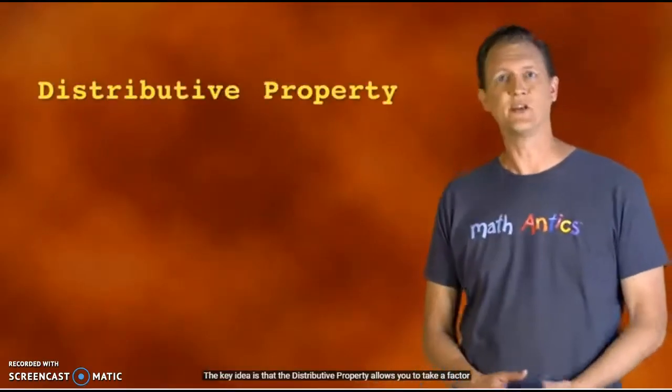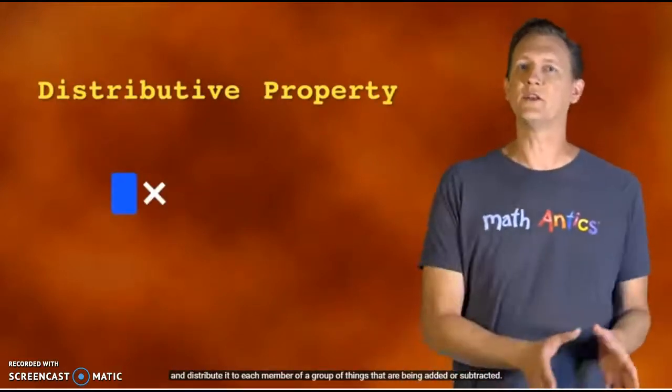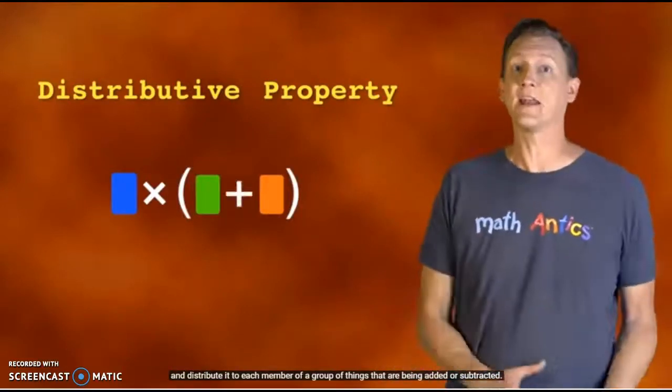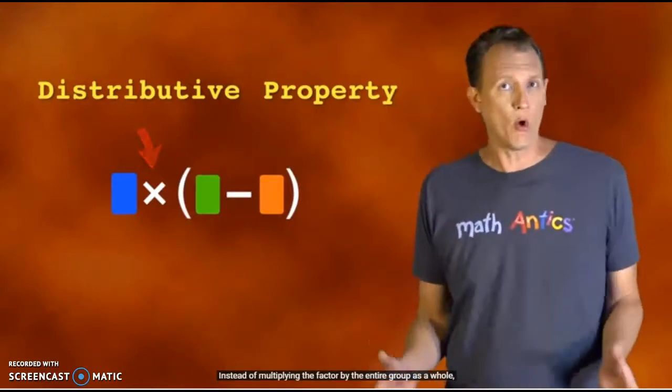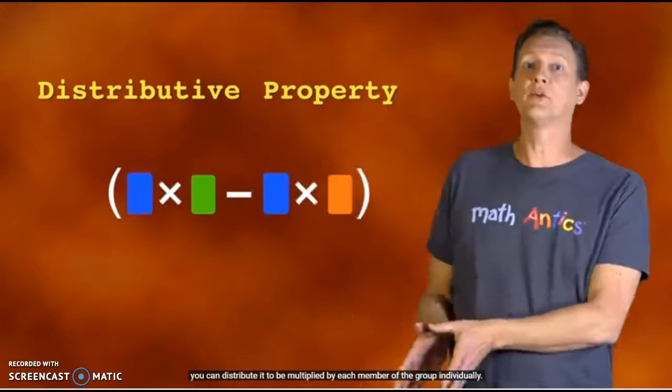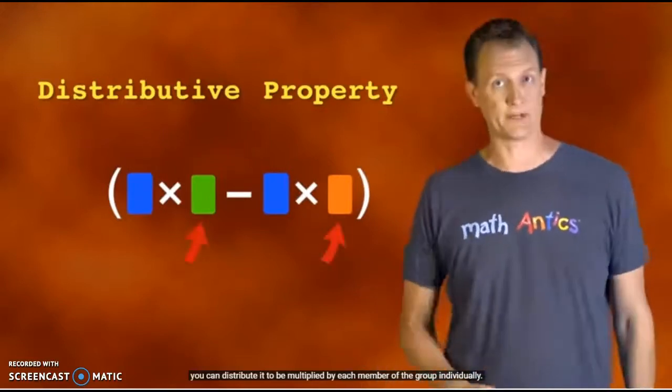The key idea is that the distributive property allows you to take a factor and distribute it to each member of a group of things that are being added or subtracted. Instead of multiplying the factor by the entire group as a whole, you can distribute it to be multiplied by each member of the group individually.